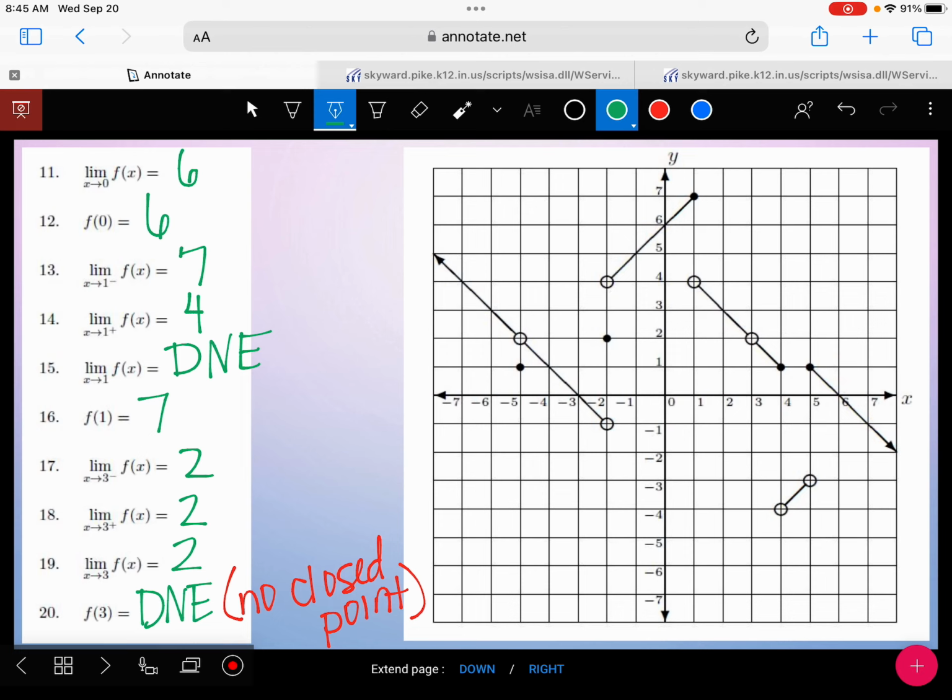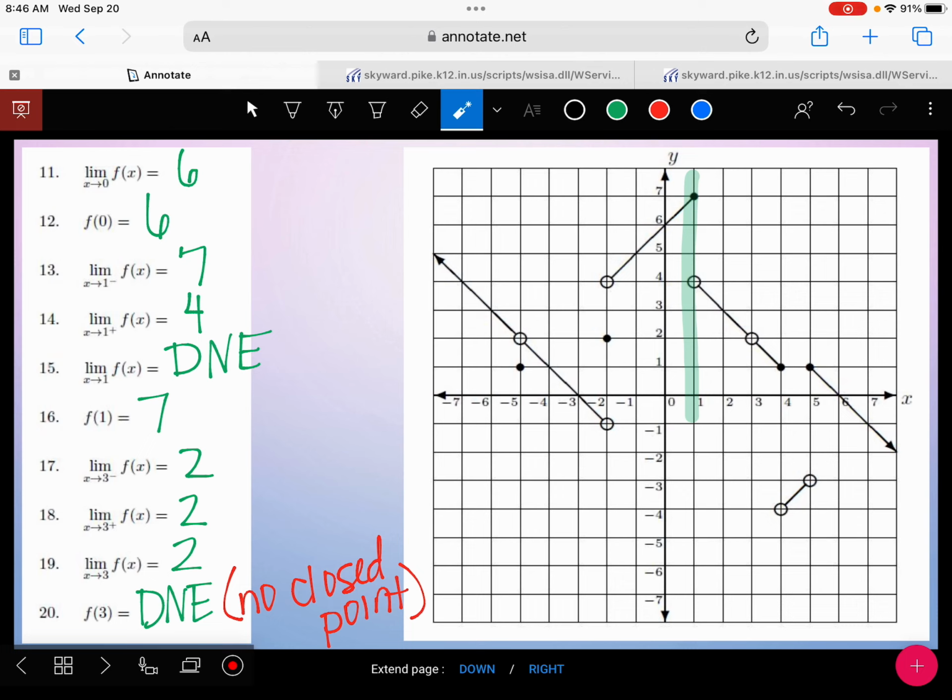All right, let's talk about them real quick. So at 11 and 12, we don't have a discontinuity. So it's just 6. So let's look at 1. At positive 1, we have a jump. So on the left side, the graph is hitting here, which is why 13 is 7. The right side, these two are not connected. So that's why 15 is D and E. So this point is 7, and then it jumps down to 4. And then for number 16, the answer is 7, because that's where we have our closed point.